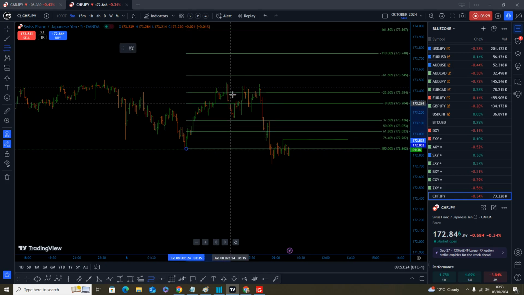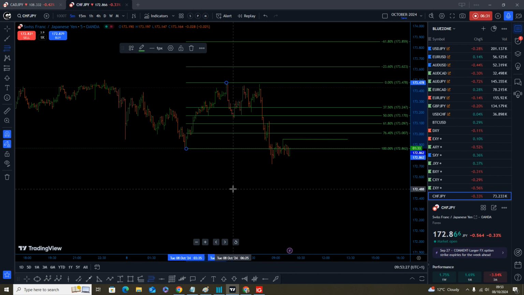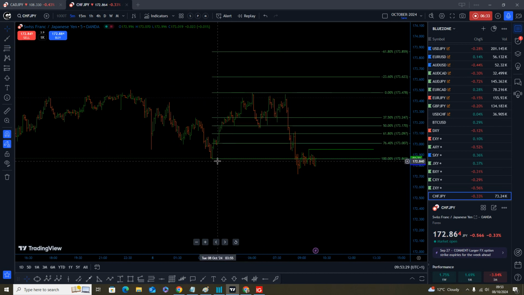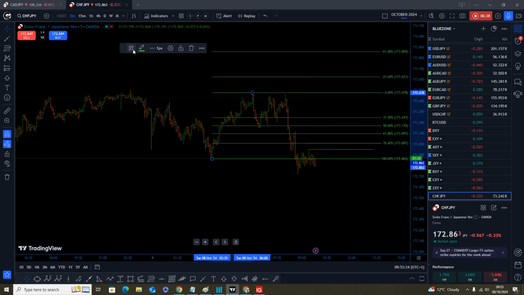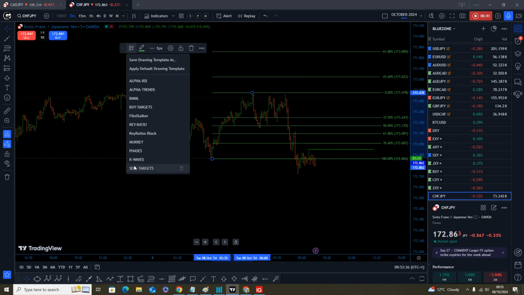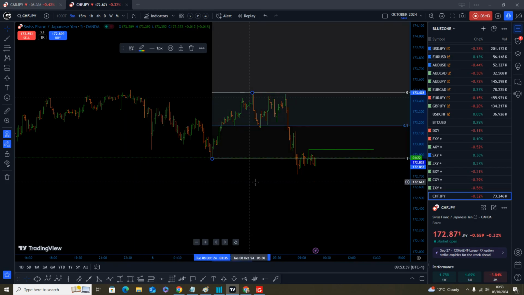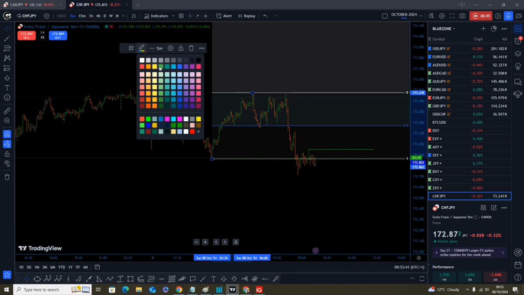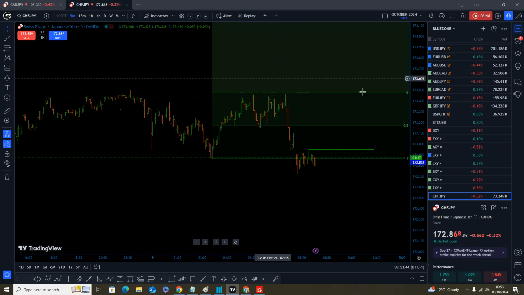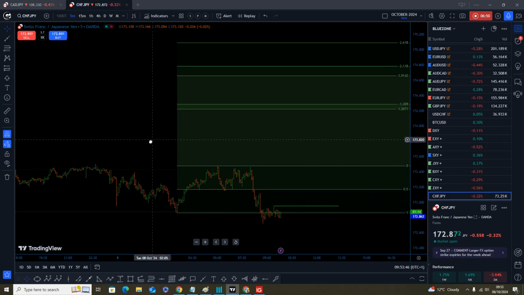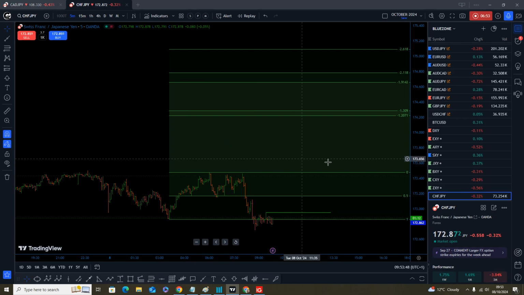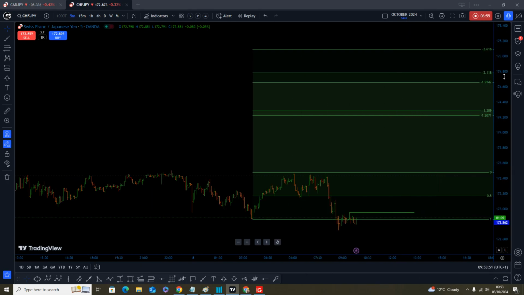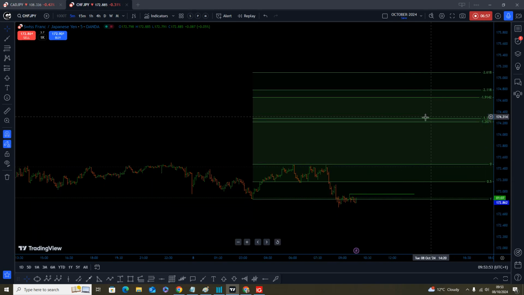No, let's use the Russell waves because this is like a ranging market. So I'm going to change this one to Russell waves. You guys probably have to watch this video over again to see these key levels. This will be your first area of target, second, third.